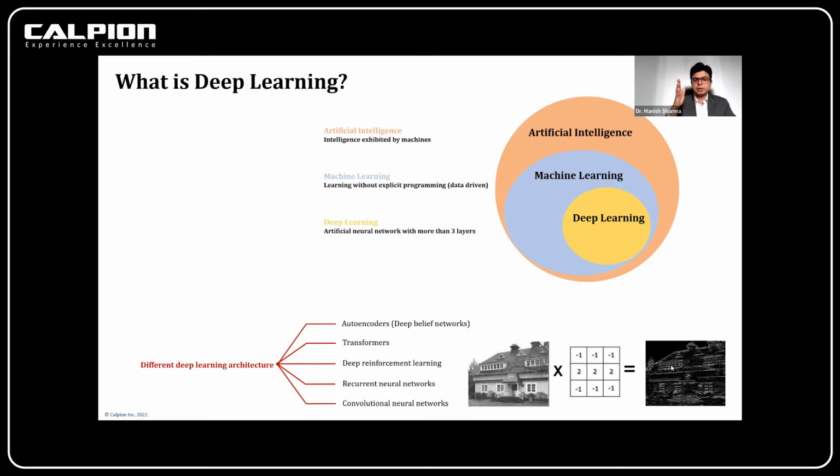Some filters would be selecting only the vertical edges, some filters would be selecting only the horizontal edges, and the simplified version of the image which we get after convoluting it is converted into matrices, and these matrices are used in the convolutional neural network. So the idea behind this slide was to introduce you to deep learning, the difference between AI, ML, and DL, and also some of the technical jargon associated with deep learning. Hope this slide did justice to that.